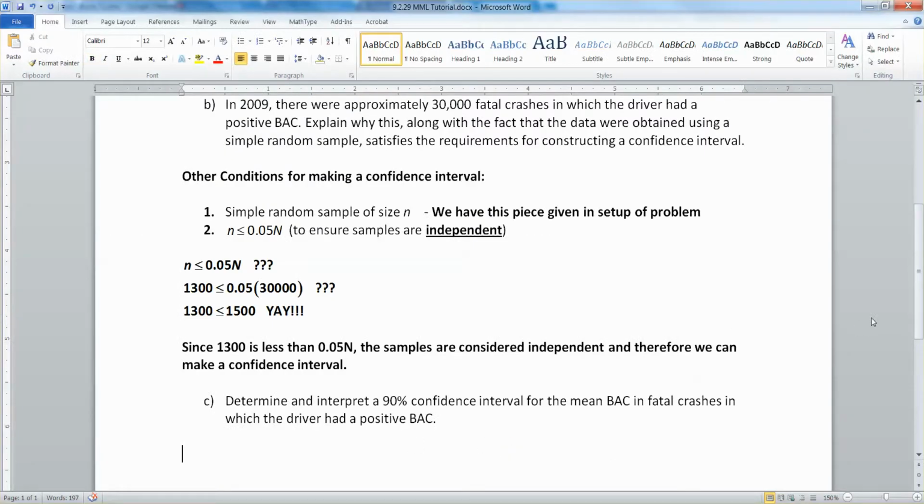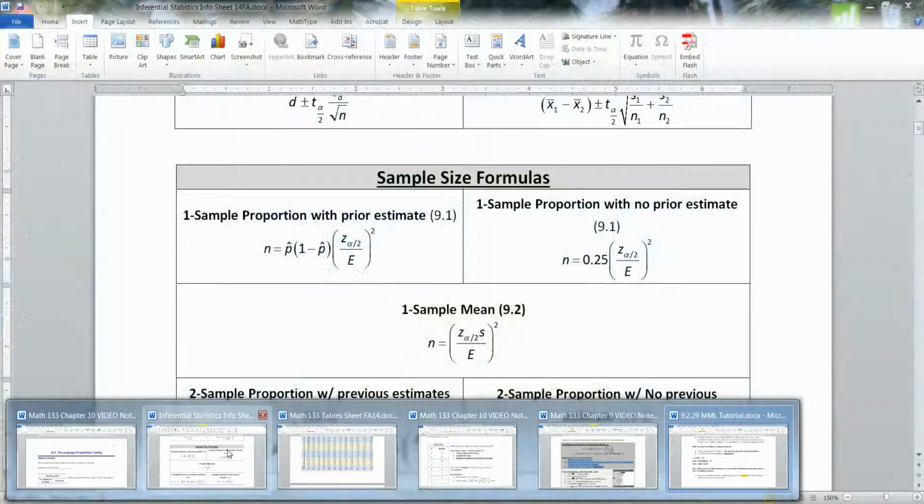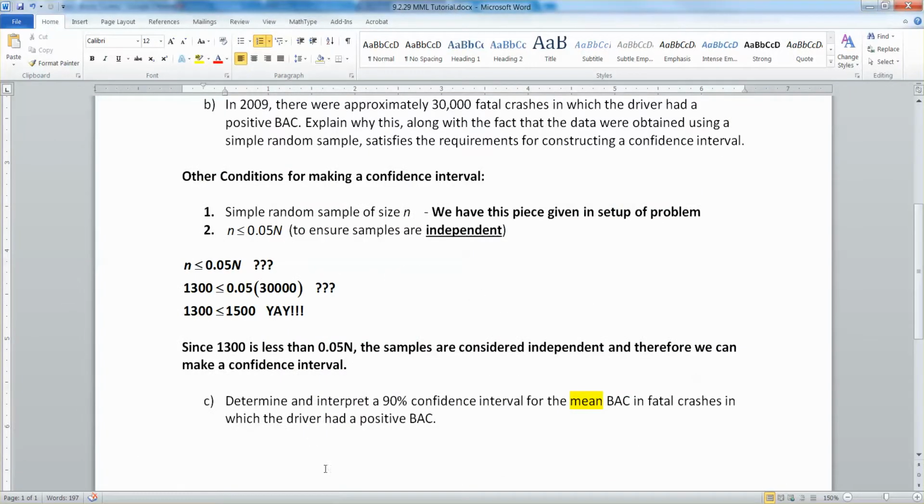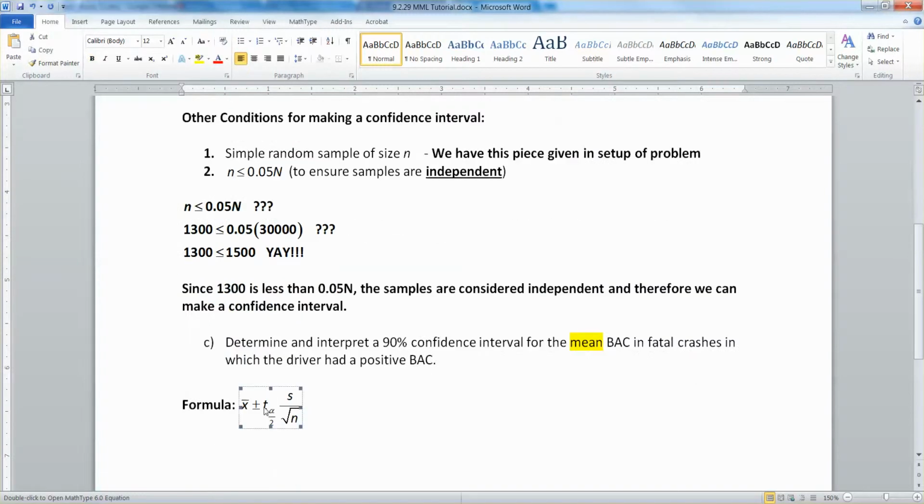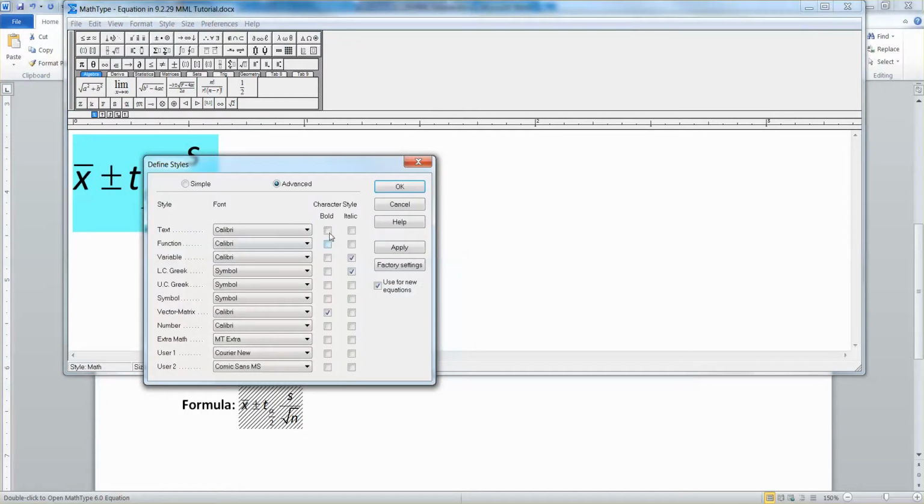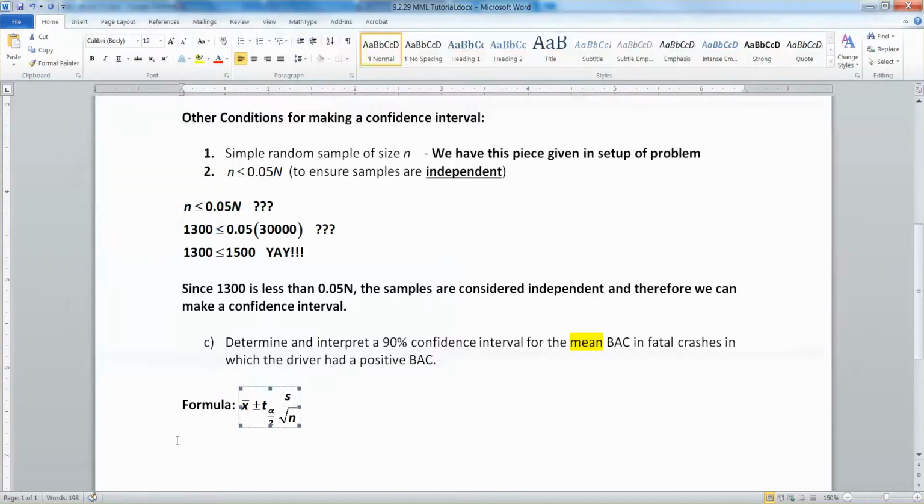It's important to notice a couple things. You're making a confidence interval for the mean. They put it right here. We're talking about average. That means that you're using, from your inferential statistics sheet, this one right here. If you had to do this on the test, you might have to do this by hand. So let me show you all of this, and we'll use the calculator as well, don't worry. The calculator is very helpful. The formula is x bar plus or minus t alpha over 2 times s over the square root of n. Let me change these to bold so you can see it more clearly. Then we're going to have to find all of our values.